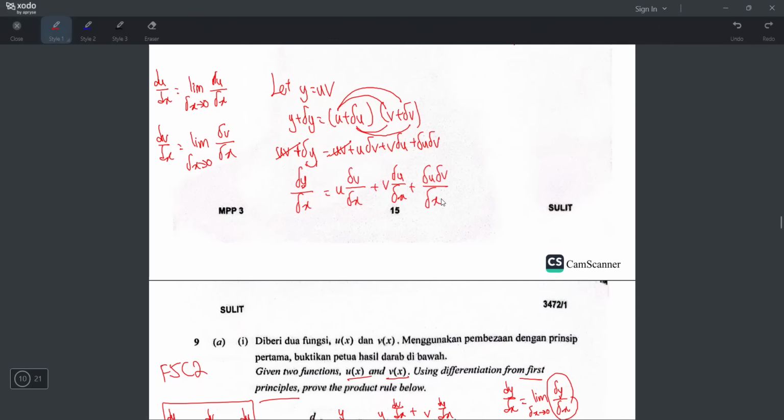Okay, and now what we will do is take the limit for everyone here. So limit as delta x goes to 0 of delta y over delta x. The u I will just write, and then take the limit for this also: limit as delta x goes to 0 of delta v over delta x, plus v, and then take the limit for this, delta x going to 0, delta u over delta x. Same thing here, take the limit also, delta x going to 0, delta u delta v over delta x.